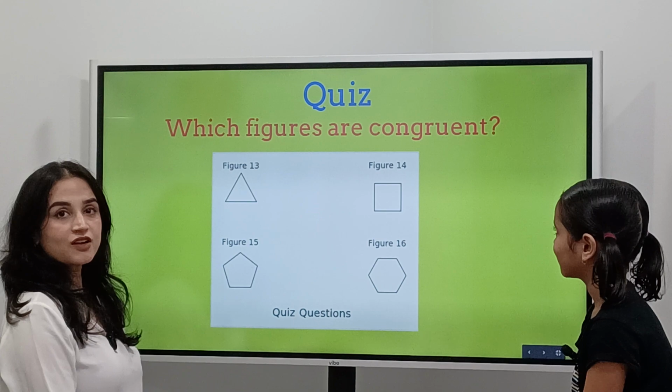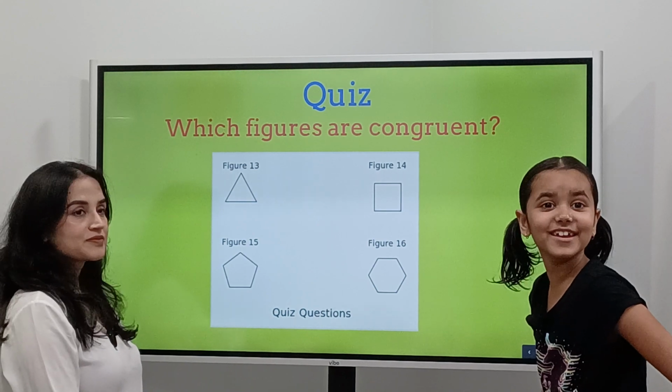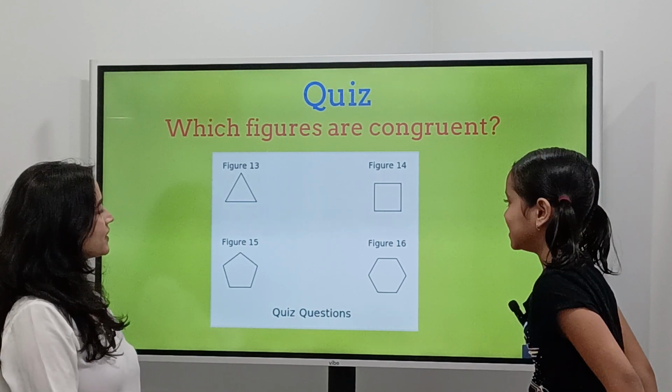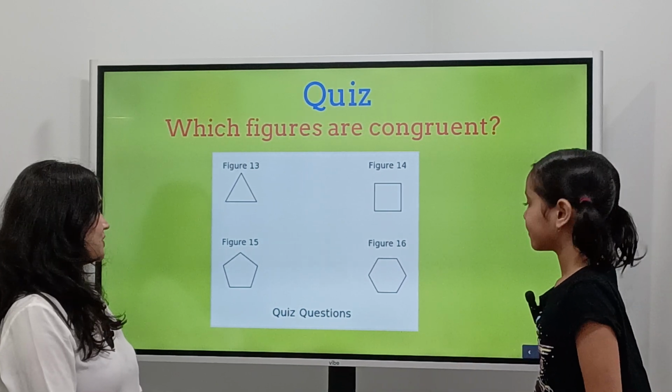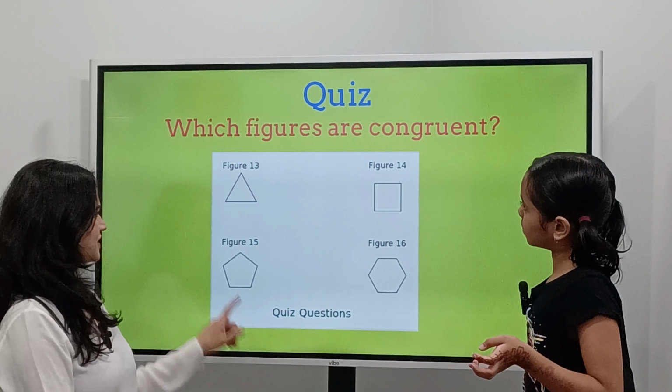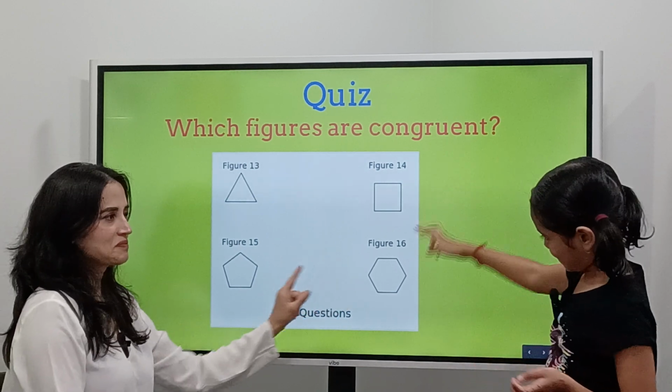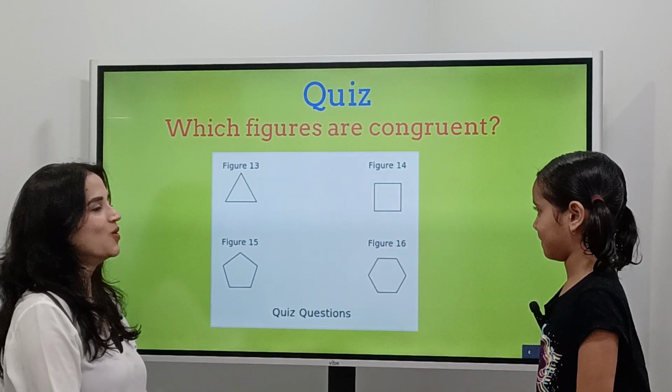Next, please. Which figures are congruent? None! Why? Because none of them are the same shape or same size. Good. This one kind of looks the same. But this has 6 and that has 5. Oh, you're right.